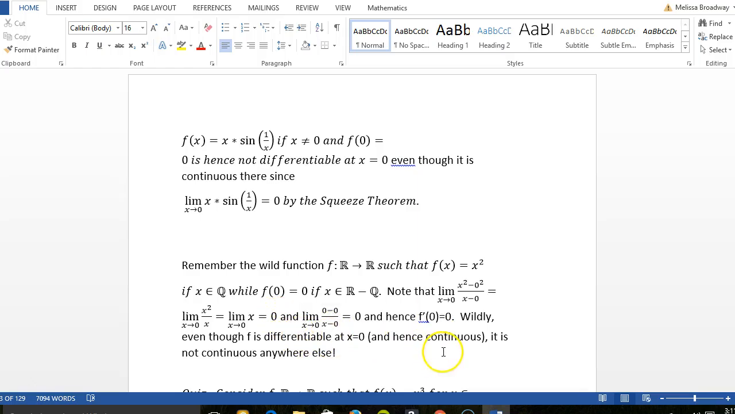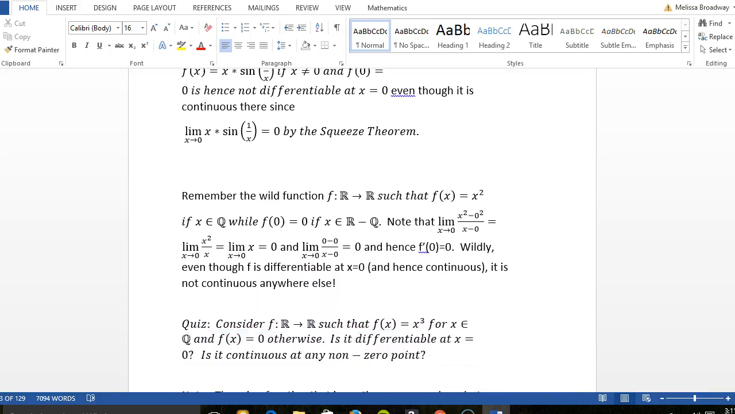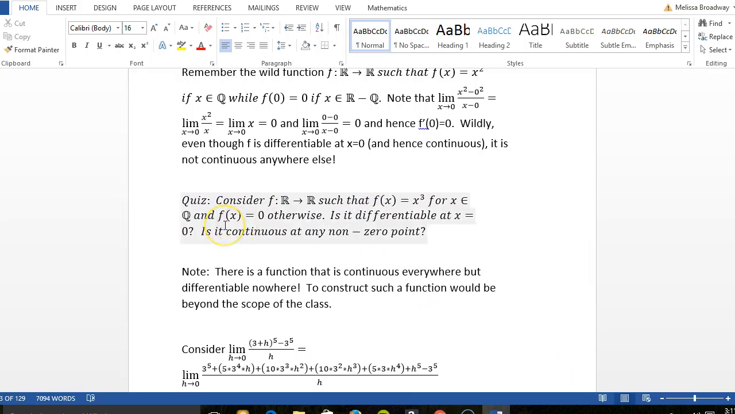Wildly enough, it's not even continuous anywhere else. I find that fascinating. You might not, but oh well. So there's that. And quiz. Big hint, it's going to turn out like this: if f is x cubed at the rationals and 0 otherwise, is f differentiable at x equals 0? Big hint: yes, it is. Justify it like I did up here, though.